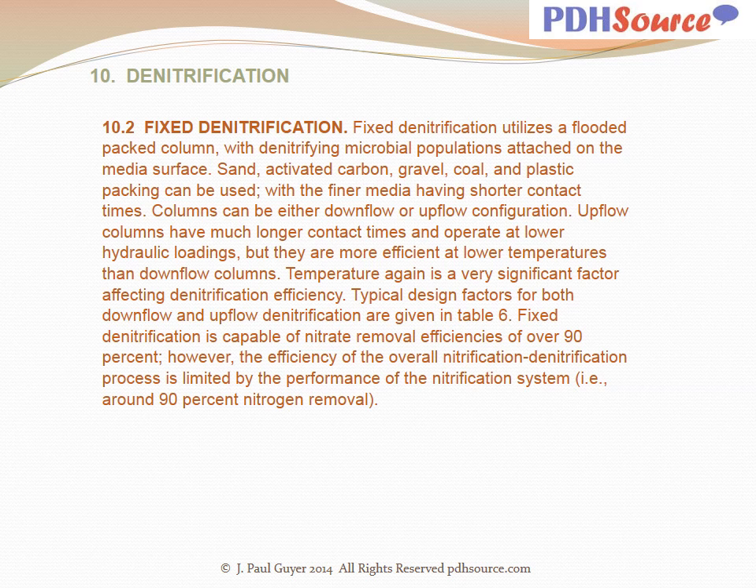Fixed denitrification utilizes a flooded packed column with denitrifying microbial populations attached on the media surface. Sand, activated carbon, gravel, coal, and plastic packing can be used, with the finer media having shorter contact times. Columns can be either downflow or upflow configuration. Upflow columns have much longer contact times and operate at lower hydraulic loadings, but they are more efficient at lower temperatures than downflow columns. Temperature, again, is a very significant factor affecting denitrification efficiency.